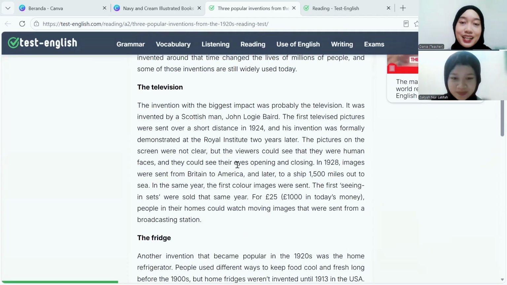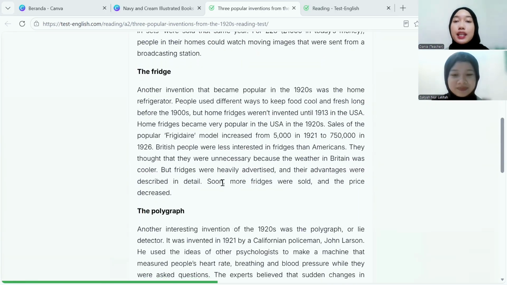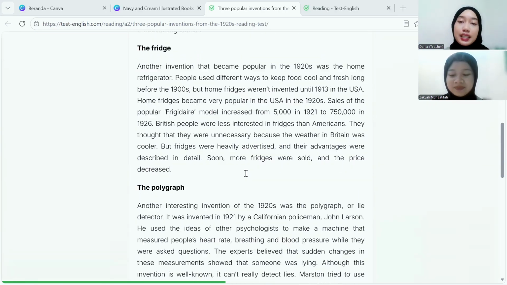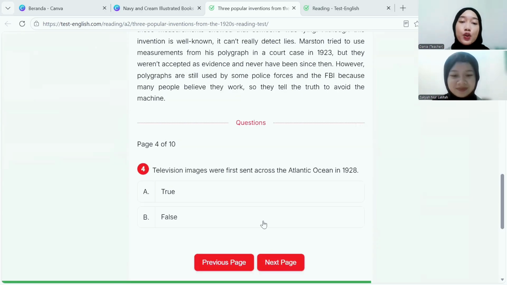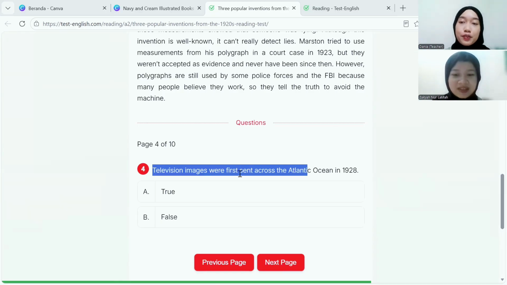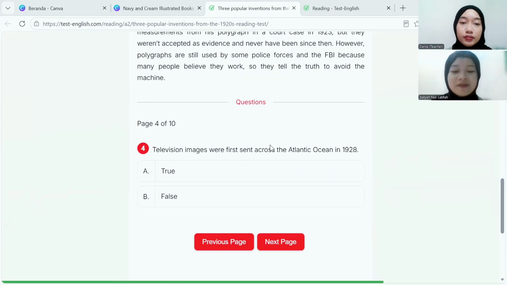Okay, that's great. So yes, you're correct, Zakia. The answer is false because the text says color images were sent in 1928. Good job, Zakia. Now, can I have you also for the fourth number, Zakia? Please read the question first. Yes, Miss. Television images were first sent across the Atlantic Ocean in 1928.